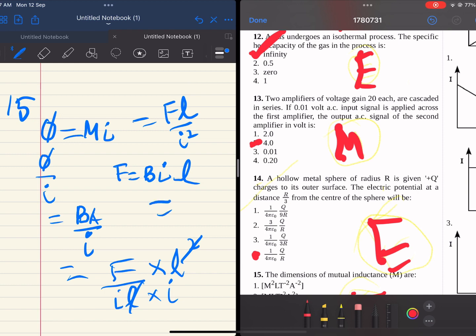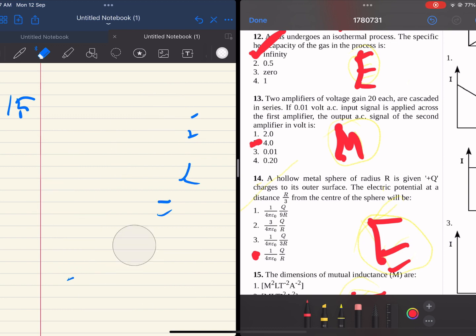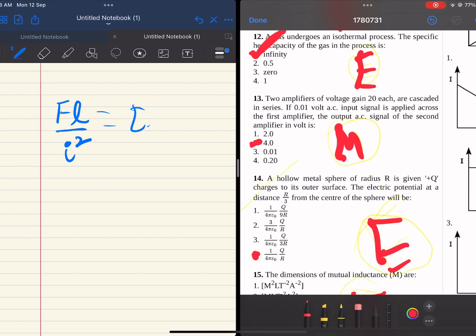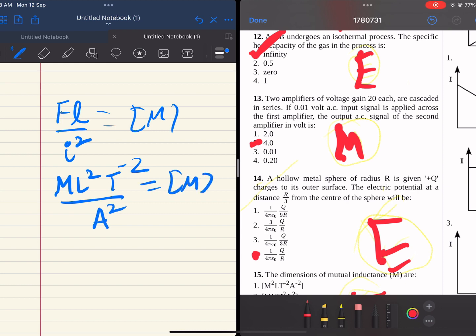So FL by I square is the dimension of mutual inductance. FL is nothing but energy. We know the dimension of energy is M L square T power minus 2, divided by the dimension of current squared, which gives the dimension of mutual inductance. The dimension M L square T power minus 2 A power minus 2 will be the right answer.